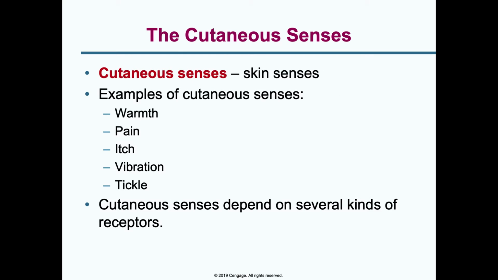The next area has to do with a group of things called the cutaneous senses. When we talk about the cutaneous senses, we're talking about the senses of the skin. Skin senses, a lot of S words here. And you might want to also remember another S word, the somatosensory or body sensory senses.